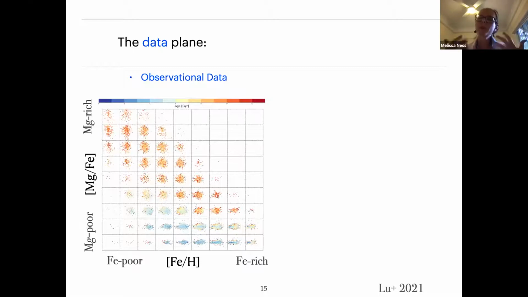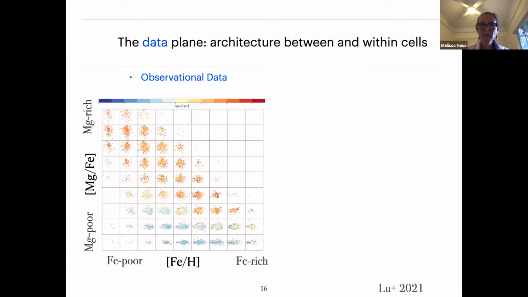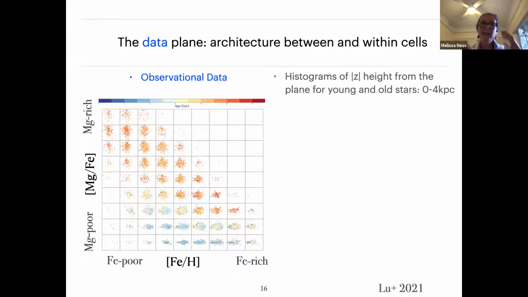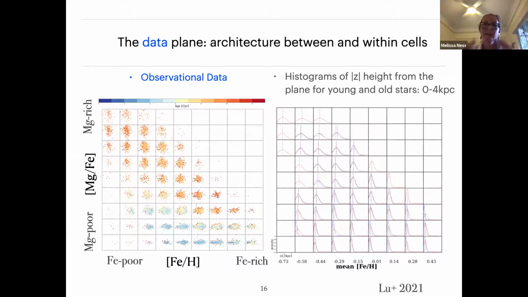But the data plane, what if we just embed ourselves in the data plane? How can we query the data in different ways to think about this problem? So what if we look at the architecture between and within cells? Okay, so what I'm going to show you now is the histograms of the height from the plane for young and old stars in each cell. So within each cell, I'm going to look at stars less than 5 gigayears, stars greater than 10 gigayears, and just show a histogram of their height from the plane, the distribution of their heights from the plane. This is what this looks like.